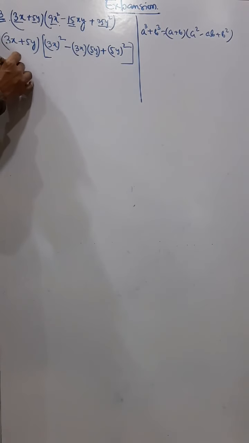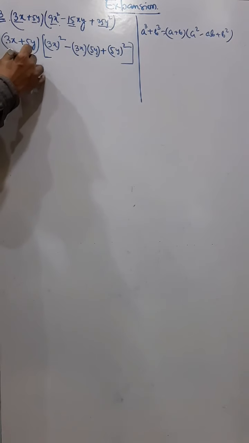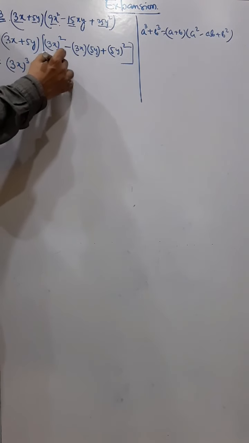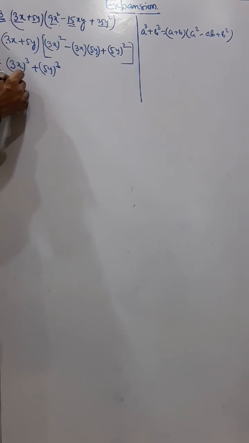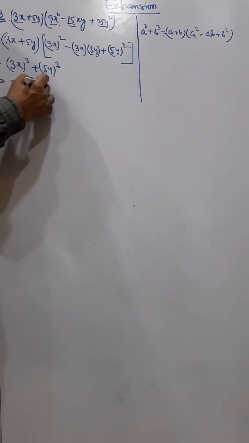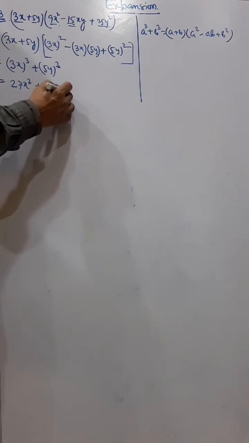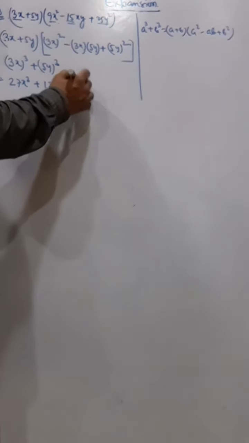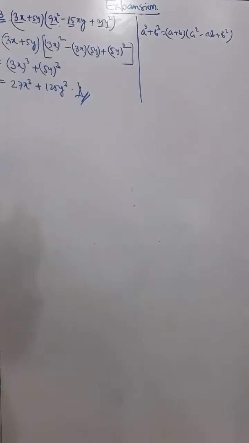And now I can directly write a cube plus b cube, and then what did we get? We got 27x cube plus 125y cube. Okay, so that is the answer.